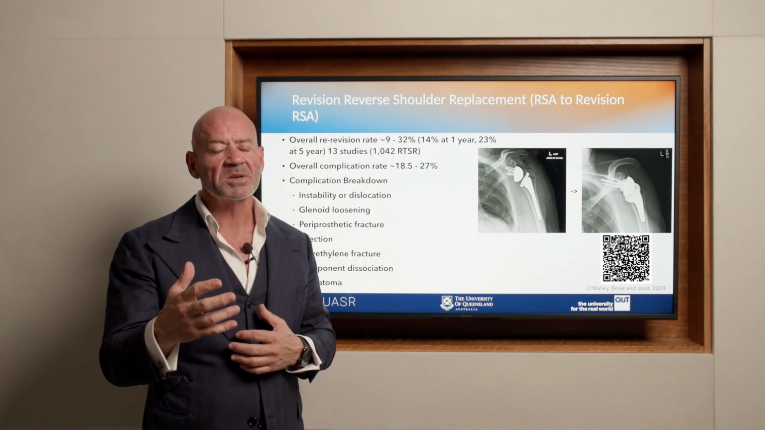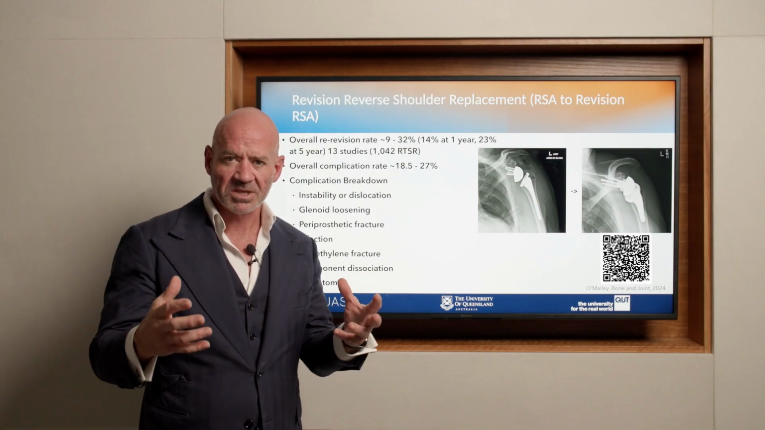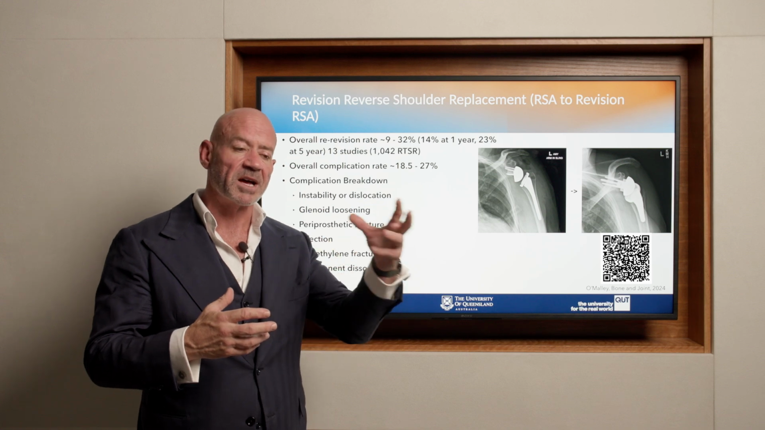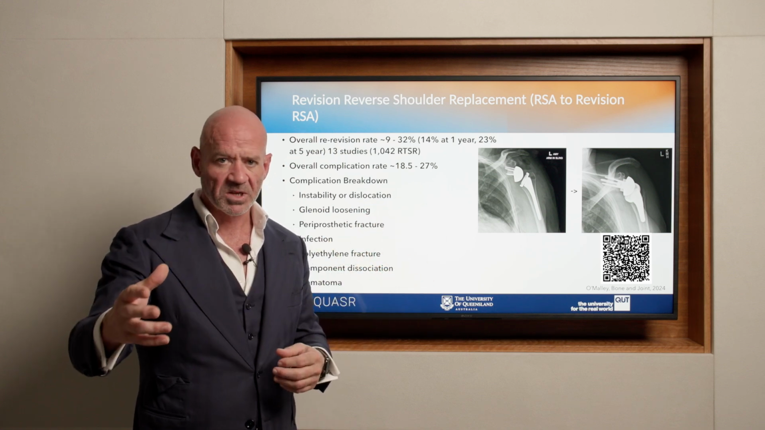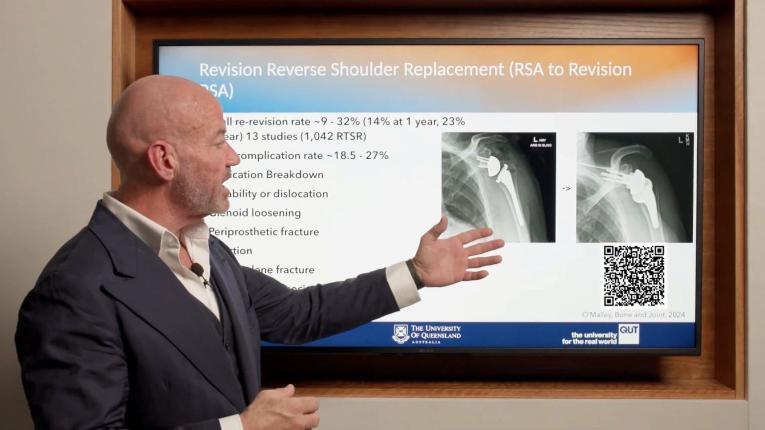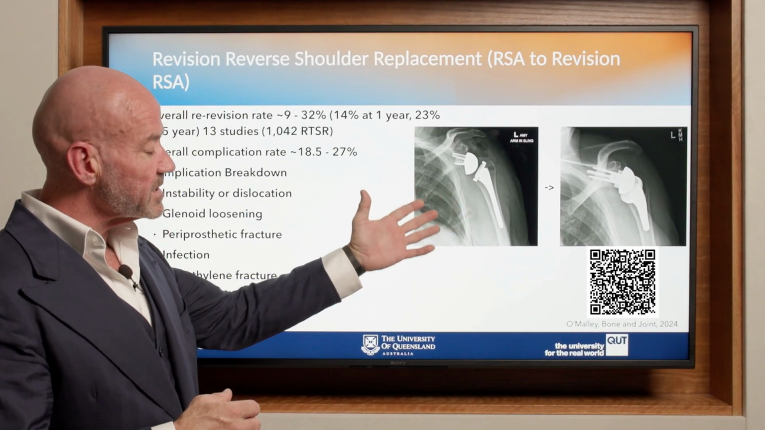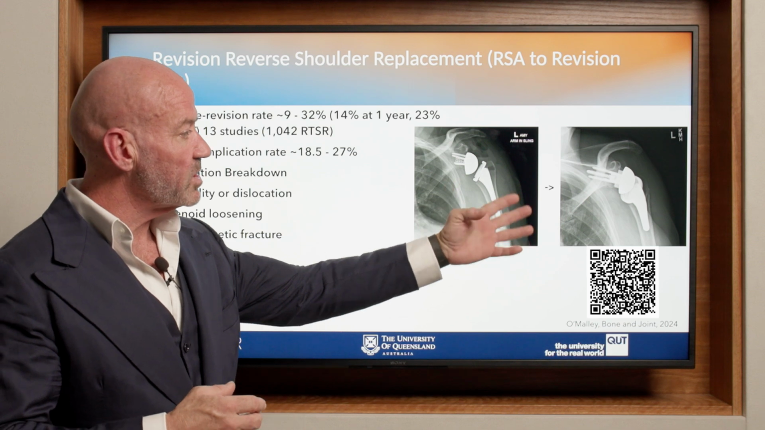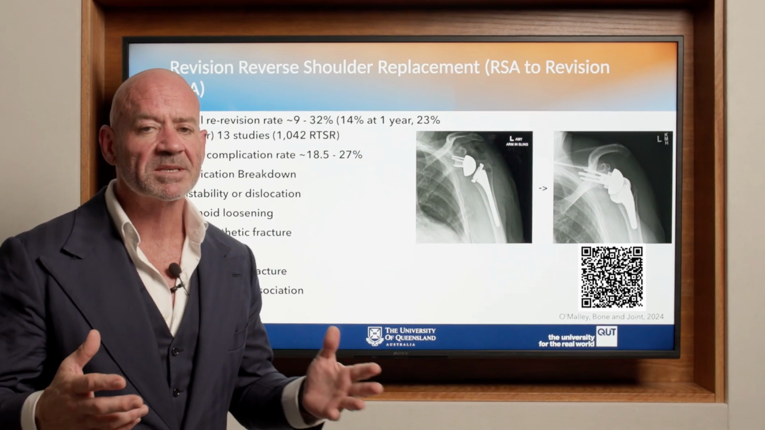I'd like to talk to you about the risks of revision total shoulder replacement surgery, specifically the risks of revising a reverse shoulder replacement to another reverse shoulder replacement. It certainly is possible to do. This is an example of one here. This was an infected shoulder prosthesis and it's been revised by me to another reverse shoulder replacement.